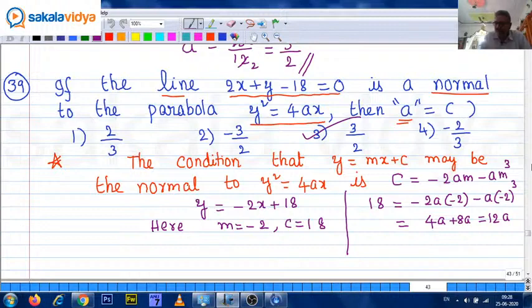So in the last session, part 4, we completed up to 39 problems. Today we are going to discuss the rest of the problems and also problems based on the parametric form also.